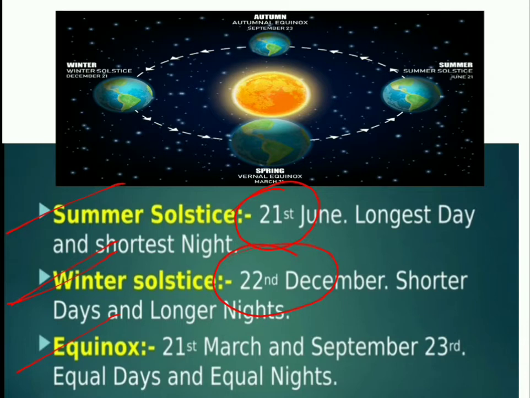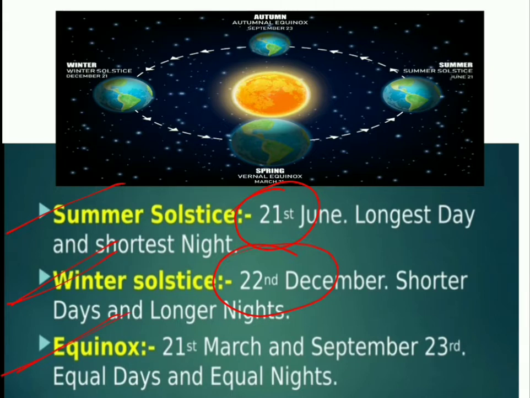coffee, and we prefer to wear sweaters and woolen clothes. During the winter season, the sun sets very early, one hour or 1.5 hours earlier compared to the summer season. So we experience darkness before 6 o'clock p.m. So this is about the winter solstice.